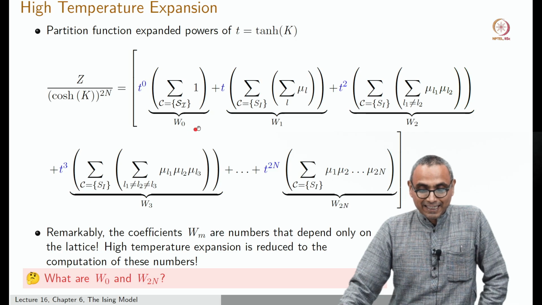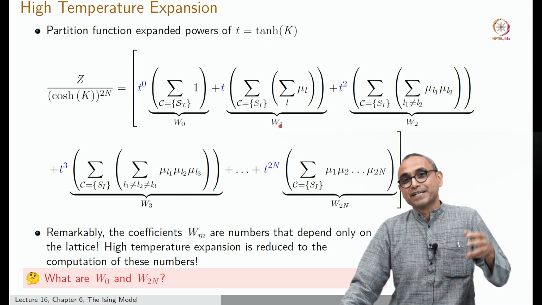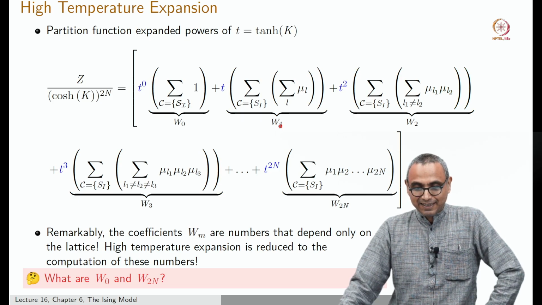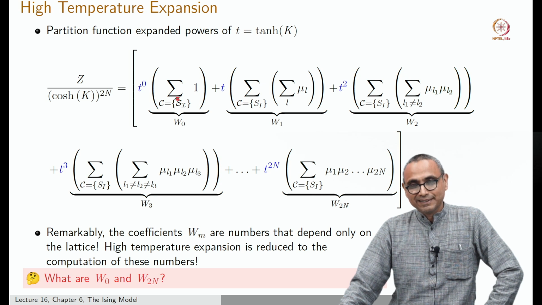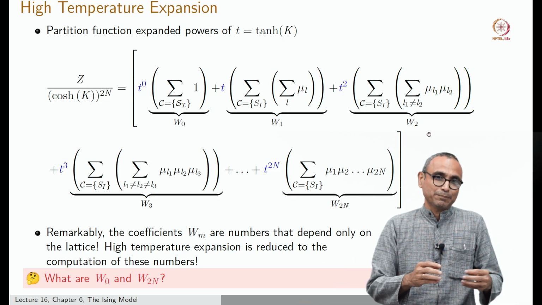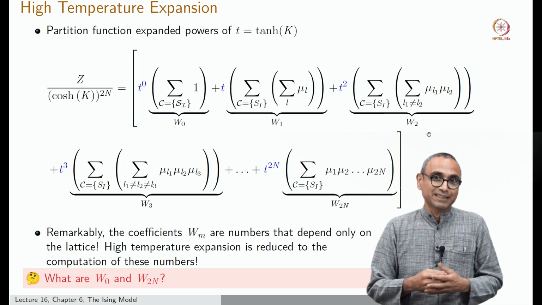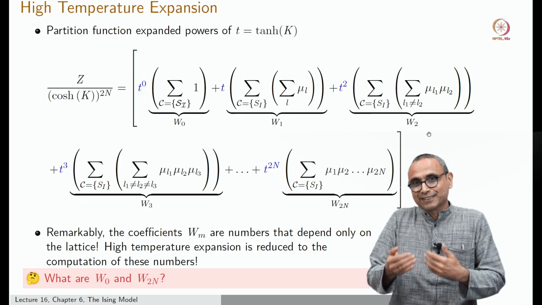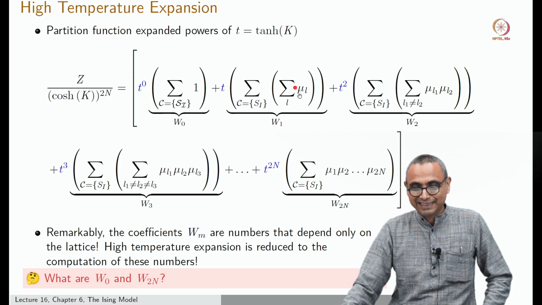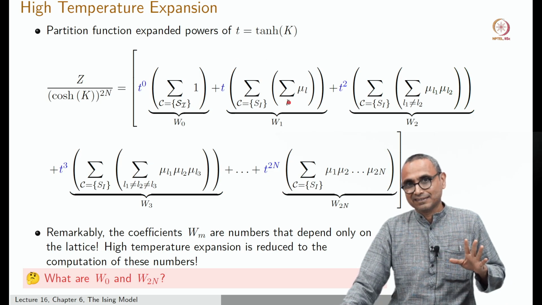Again, these objects are simply some numbers which depend on the lattice. We know what W0 is, that's an obvious answer. Let's figure out what are the numbers W1 and so on. So our problem of finding the series expansion at high temperatures for the partition function is reduced to some kind of combinatorics problem of just evaluating these objects on a lattice.